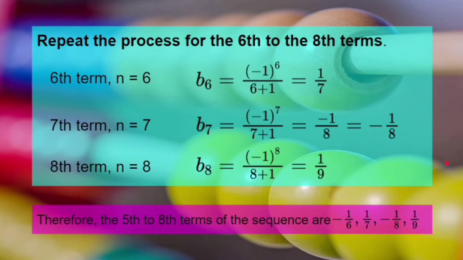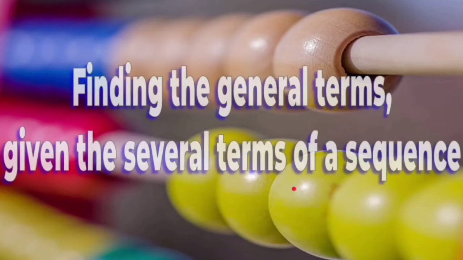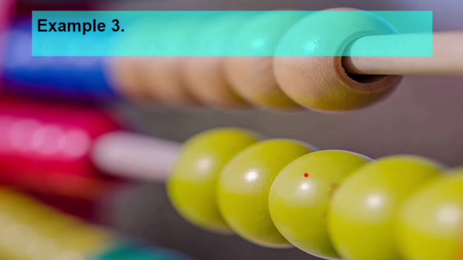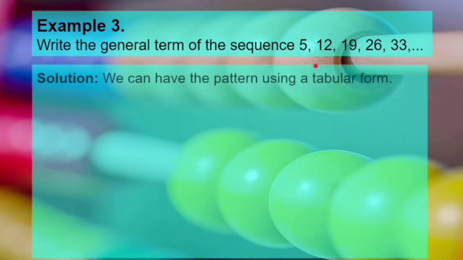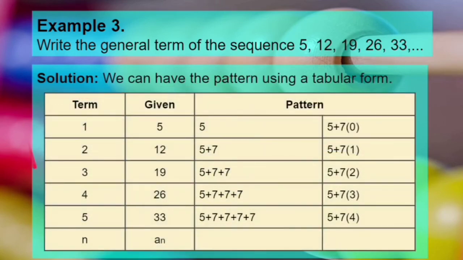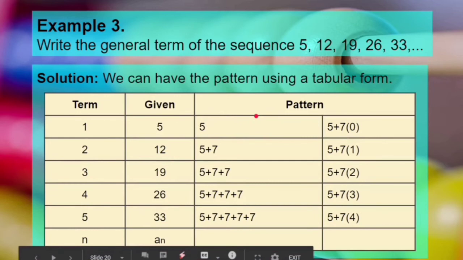Okay, so that is the process when we find the several terms of a sequence given the general term or the nth term. Now, let us do the vice versa. So, that is finding the general term given the several terms of a sequence. For example, write the general term of the sequence 5, 12, 19, 26, 33, and so on. If you were able to notice, the pattern here is adding 7 to the term to obtain the next term. So from there, we can have a table that represents the term given and the pattern that we observe.